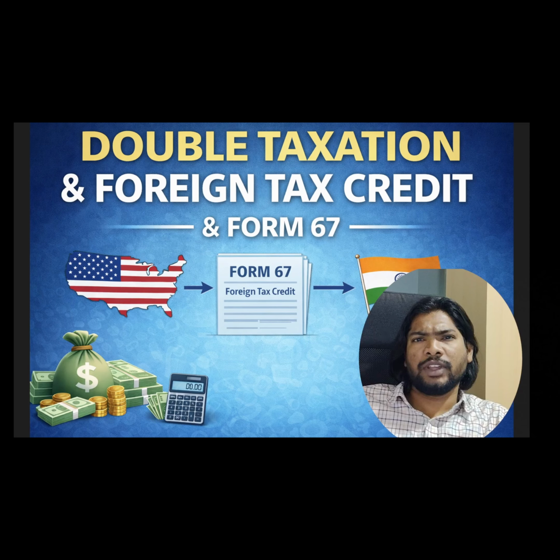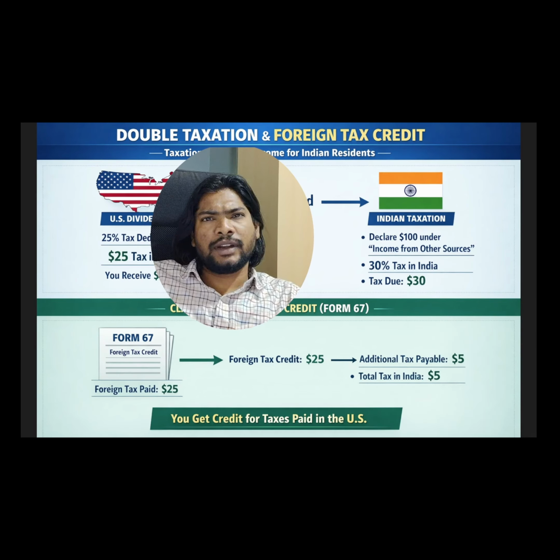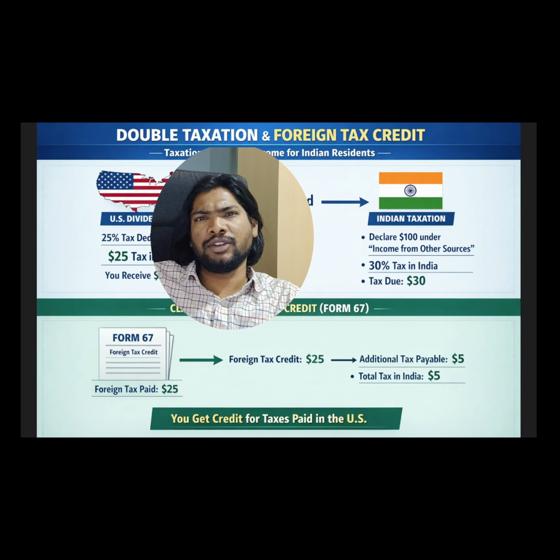For example, if an Indian resident holds US stocks and earns $100 as dividend in the US, he is liable to disclose his $100 of dividend in his Indian income tax return under other sources of income, and he needs to pay tax in India. That is, if you receive $100 of dividend in the US, they already deduct 25% of your dividend, that is $25, in the US. Again, you need to declare those $100 in your Indian income tax return and you need to pay tax on this.